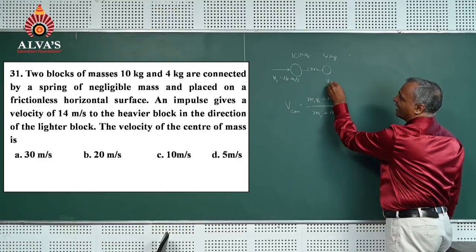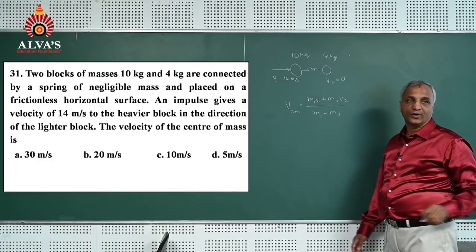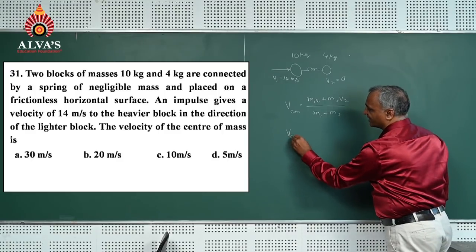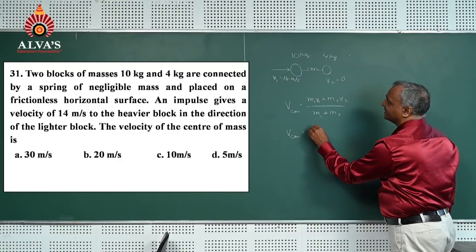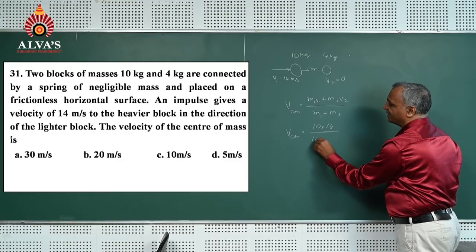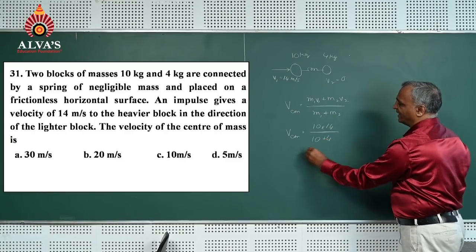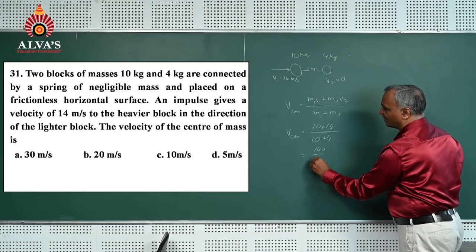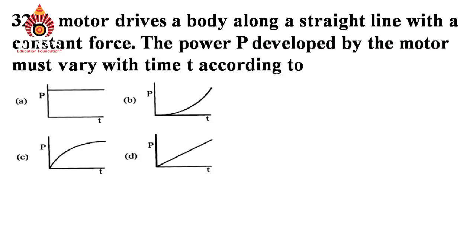Here I can assume that the second velocity is 0, so the velocity of the center of mass will be equal to 10 into 14, with the second mass anyhow 0, divided by 10 plus 4. That's why it is 140 divided by 14. So the velocity will be 10 meter per second. So I'll go for option C.